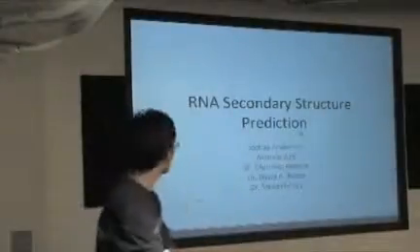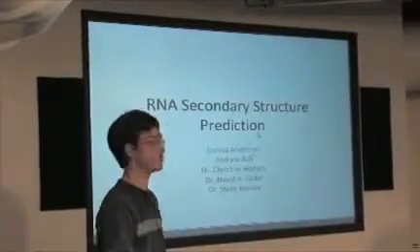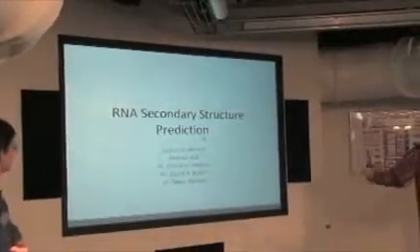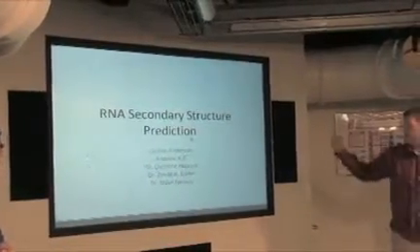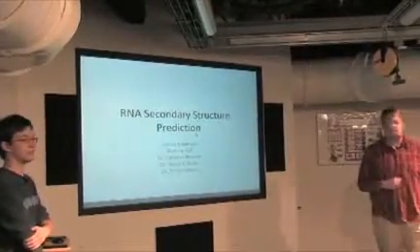Okay, yes, so as we were introduced there, my name is Andrew Ash, and we're working on RNA secondary structure prediction. I'm Josh Anderson. We're working with Dr. Heitch, Dr. Bader, and Dr. Harvey, who represent math, computer science, and biology here at Georgia Tech, respectively. So this is a highly cross-disciplinary project.